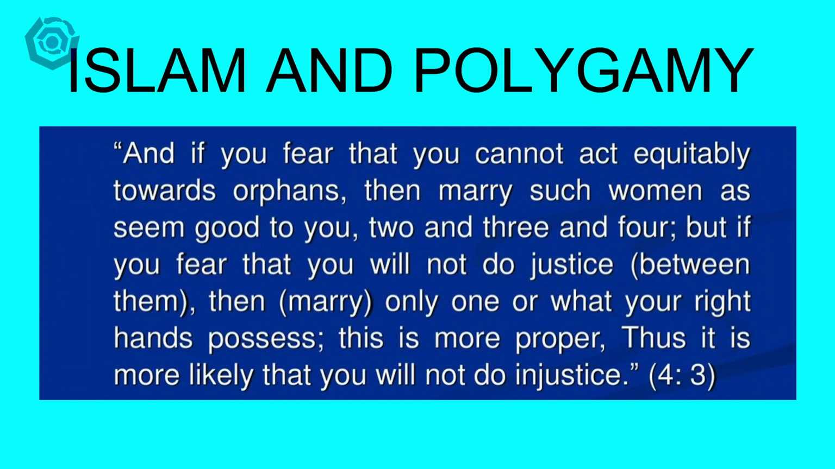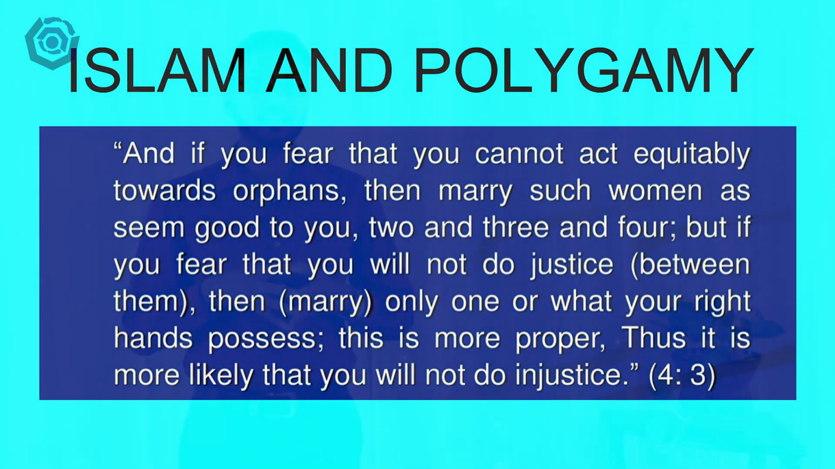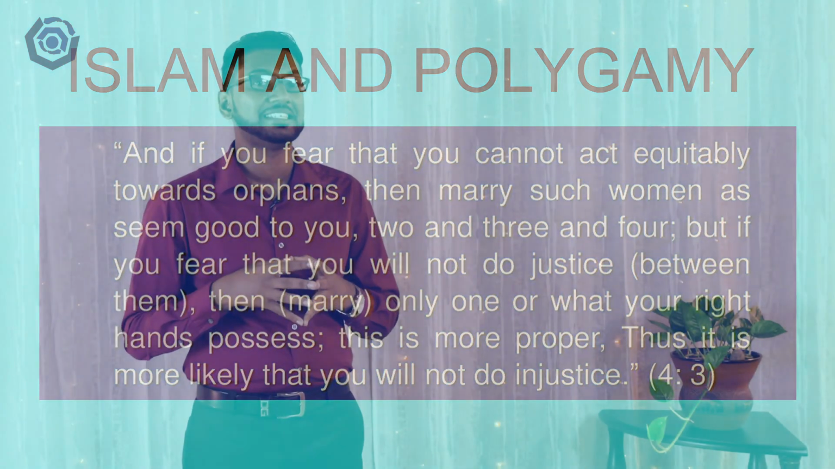And it says, "And if you fear that you cannot act equitably towards orphans, then marry such women as seem good to you, 2 and 3 and 4. But if you fear that you will not do justice between them, then marry only one or what your right hand possesses. This is more proper. Thus, it is more likely that you will not do injustice."